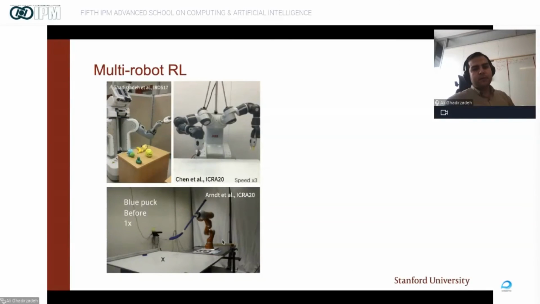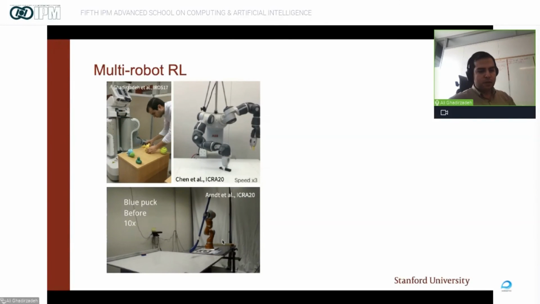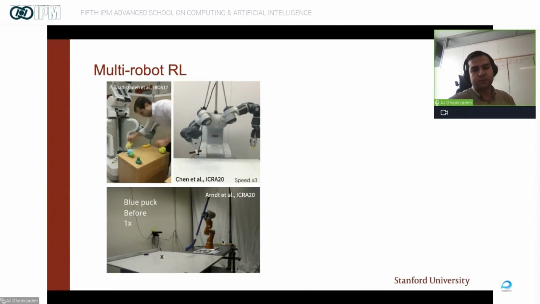Now I'm going to talk about the second topic that I wanted to cover for meta-learning, and that's about multi-robot reinforcement learning.